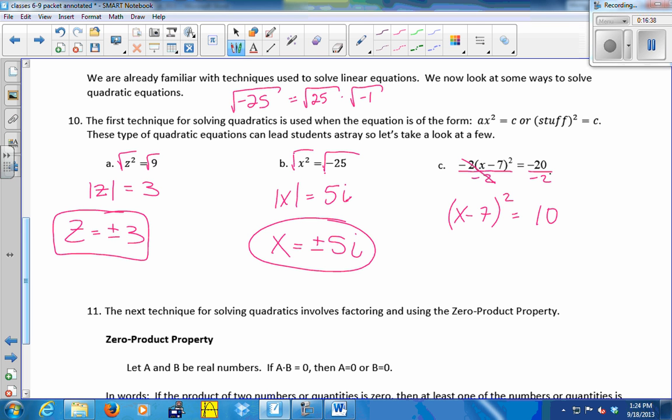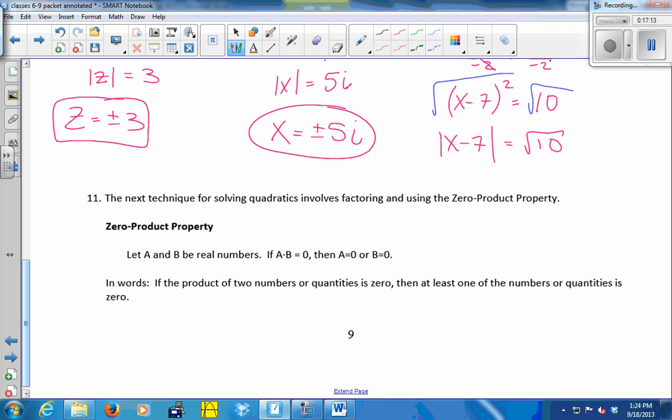Now I can use my square root property and I can square root both sides. What is the square root of x minus 7 squared? The absolute value of x minus 7. And if the absolute value of something is radical 10, then that means that whatever that something was, it could either be radical 10 or negative radical 10. So I have two equations that I can write from here. Either x minus 7 is radical 10, or x minus 7 could be negative radical 10.